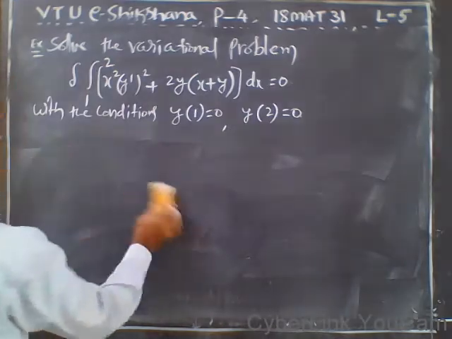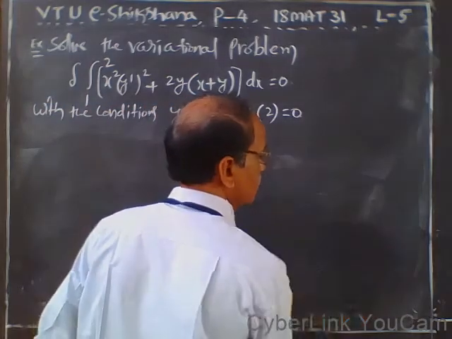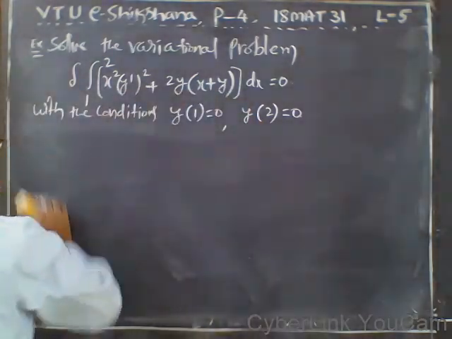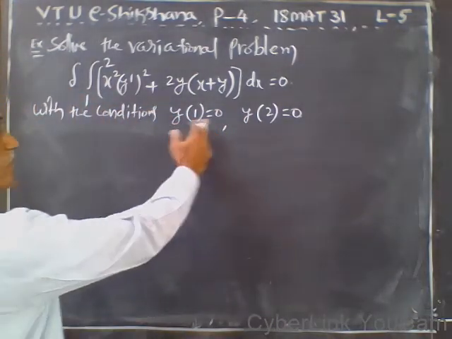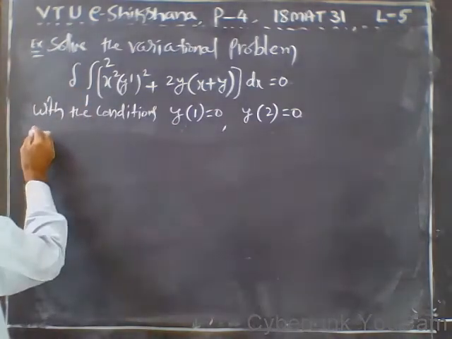We have to identify the function and then apply Euler's equation, and if a differential equation comes, then we have to solve the differential equation, and then make use of these two conditions in the solution.